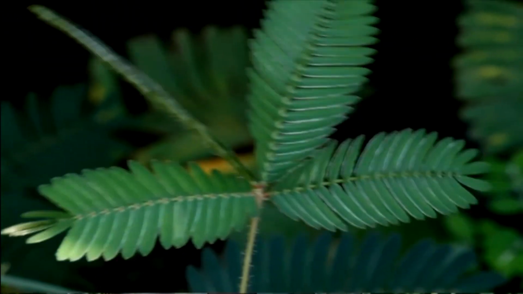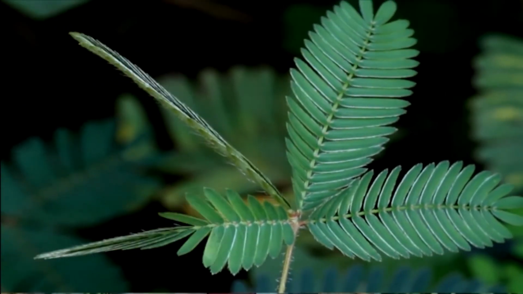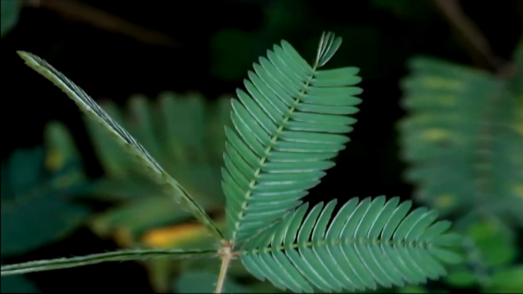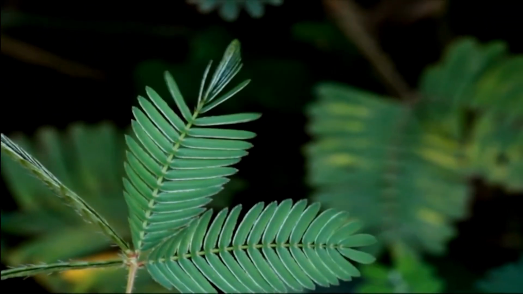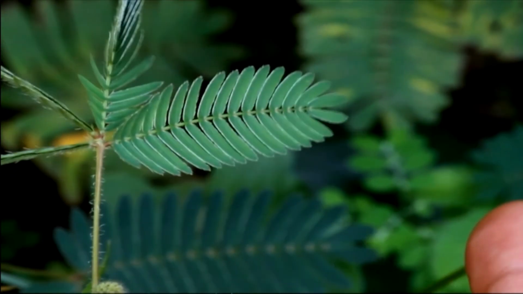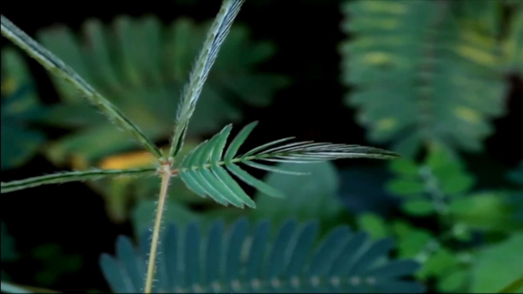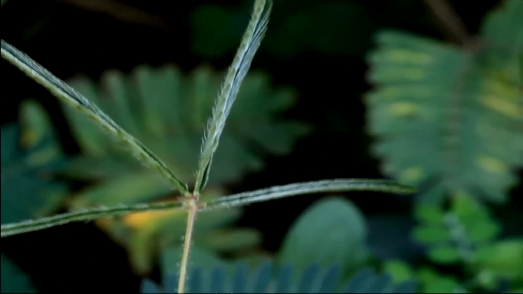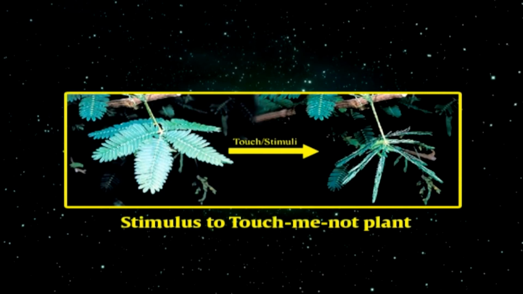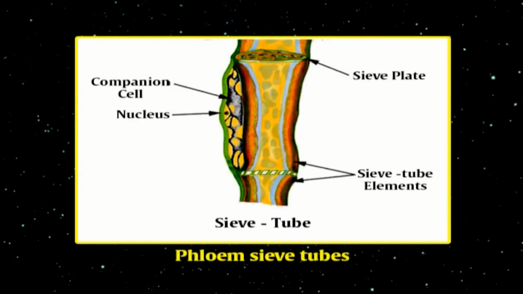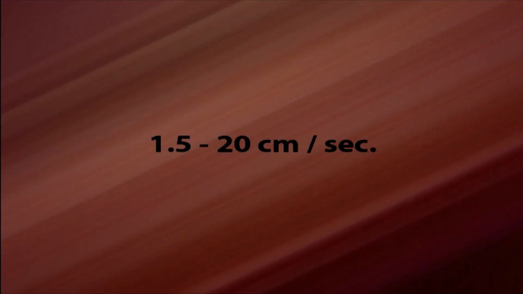The plant is very sensitive to touch, or rather the shock generated by the touch. The touch me not plant has pinnately compound leaves with a swollen pulvinus at the base of every leaflet. On touching the leaf, it leads to a seismic shock, and this stimulus is transmitted all along the rachis downwards and reaches the basal pulvinus of the leaf. This irritability caused by touch is actually transmitted through sieve tubes, which are capable of transmitting the stimulus as fast as 1.5 to 20 centimeters per second.